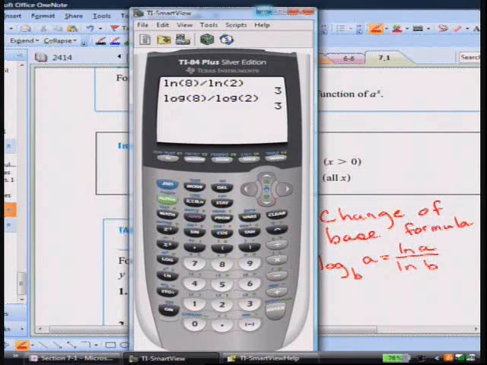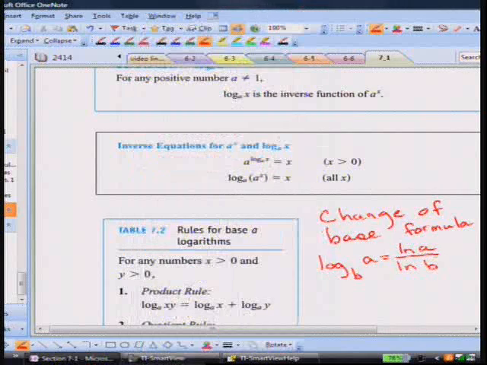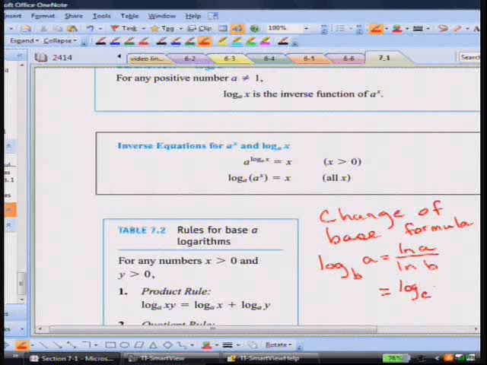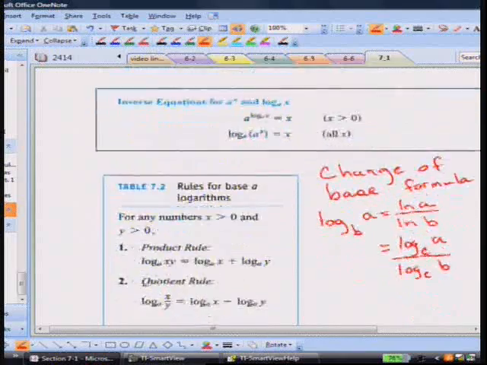You can go from one base to the other with this change of base formula. If you Googled it, it may not put the ln's here. It might just say log base c of a over log base c of b. But it makes sense to use the ln because that's the one we know the integral of, and also because that one's on our calculator. Okay, so back to problem number 38.